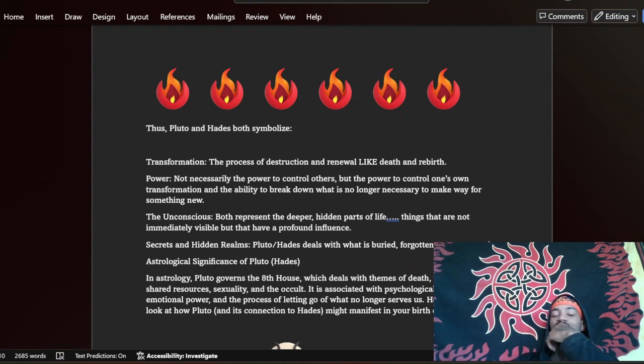So now, the unconscious. Both represent the deeper hidden parts of life, right? Things that are not immediately visible but have a profound influence. Just kind of like the spiritual realm, ghosts, all that type of thing. If you just want to look at it from that standpoint, it's the invisible that has power. Like astrology, just off top, right? Secrets in the hidden realm, right? So now Pluto and or Hades deals with what is forgotten or suppressed.